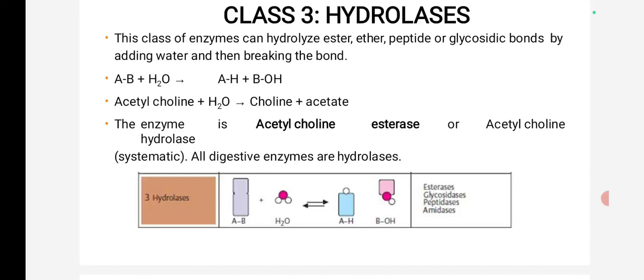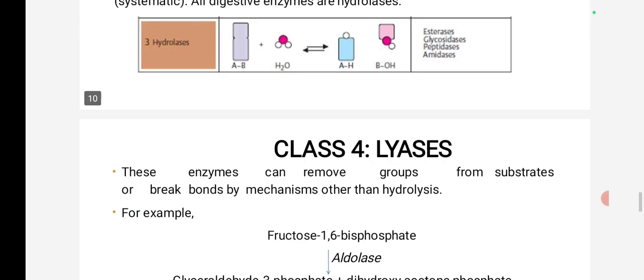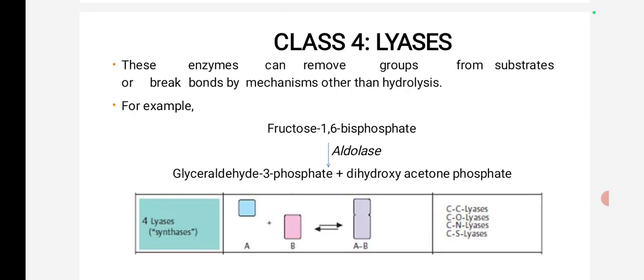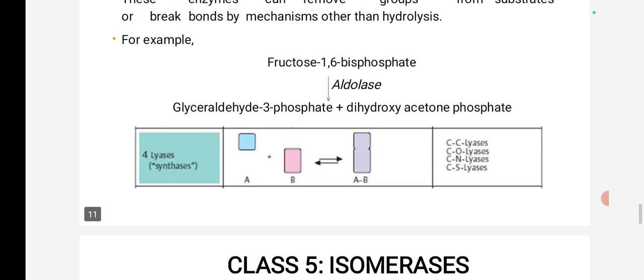Here is the diagrammatic representation of hydrolysis. First AB reacts with water, which gives AH plus BOH. Examples of hydrolase enzymes: esterases, glycosidases, peptidases, amidases. Next, class 4, lyases. These enzymes can remove groups from substrates or break bonds by mechanisms other than hydrolysis. Example: fructose 1,6-bisphosphate is converted to glyceraldehyde 3-phosphate and dihydroxyacetone phosphate. Here aldolase is the enzyme which catalyzes this conversion.